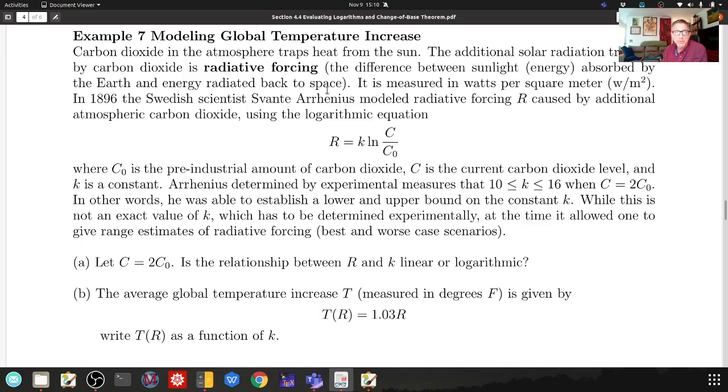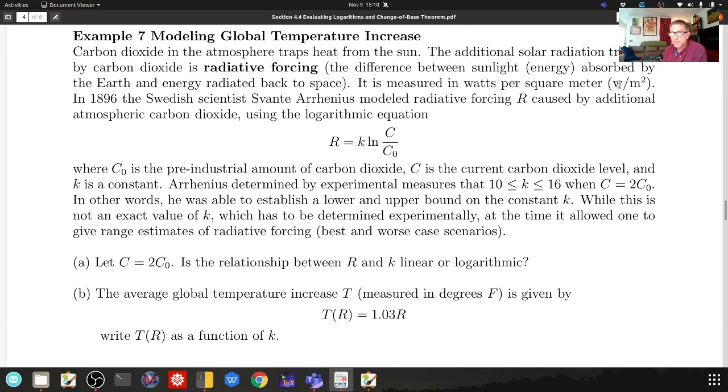So let's read through this. Carbon dioxide in the atmosphere traps heat from the sun. The additional solar radiation trapped by carbon dioxide is radiative forcing, the difference between sunlight energy absorbed by the Earth and energy radiated back to space. It's measured in watts per square meter.